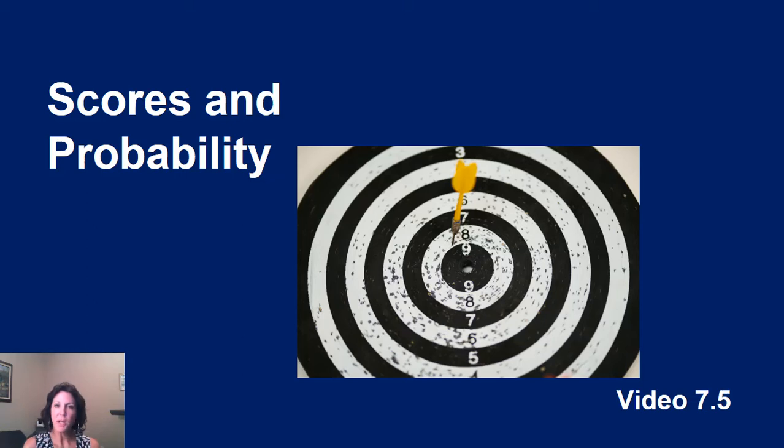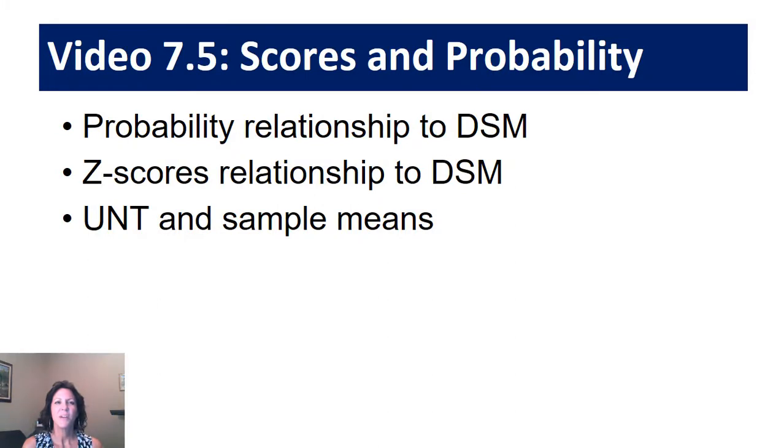In this video, we're going to put some things together and talk about scores and probability. We're going to talk about probability's relationship to the DSM, also z-score's relationships to the DSM. You're going to need your unit normal table, so make sure that you have it at the ready.